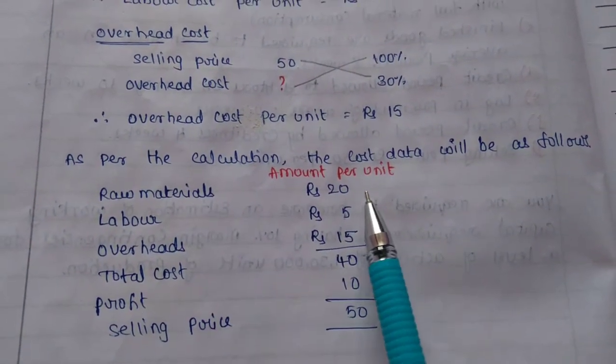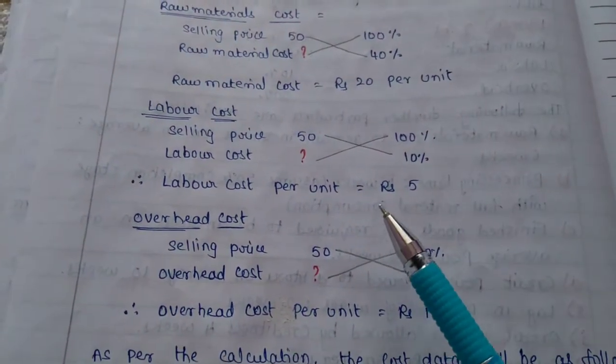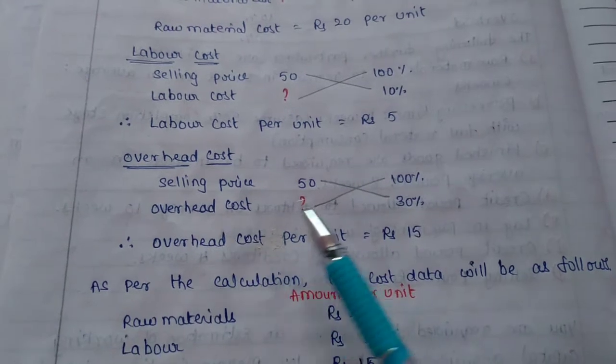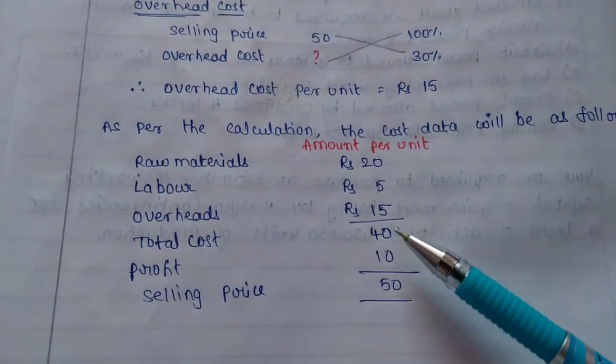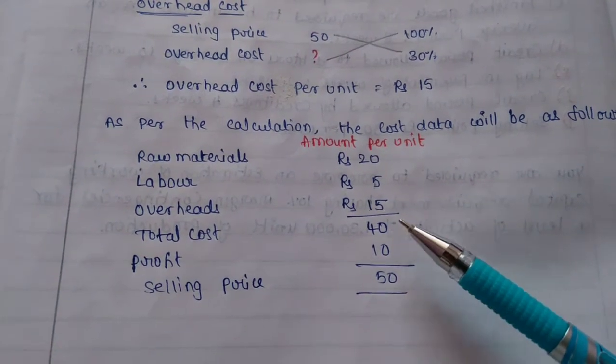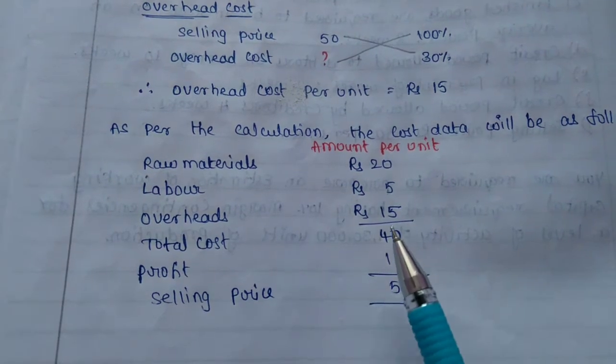Raw materials rupees 20, as per our calculation here, labor cost rupees 5, and overhead cost rupees 15. Now 20 plus 5 plus 15 is equal to a total cost of 40. Now actually our selling price is 50. Now the total cost is 40.